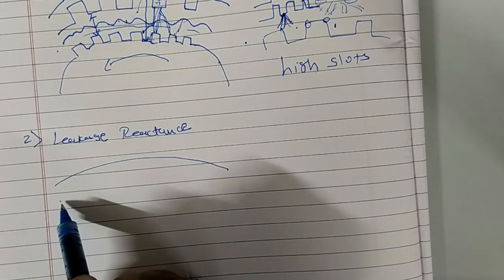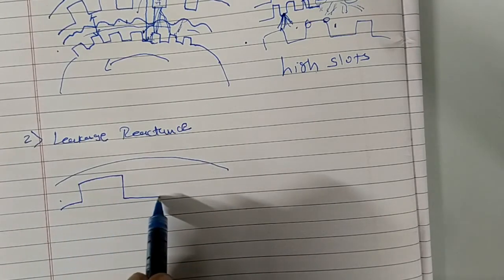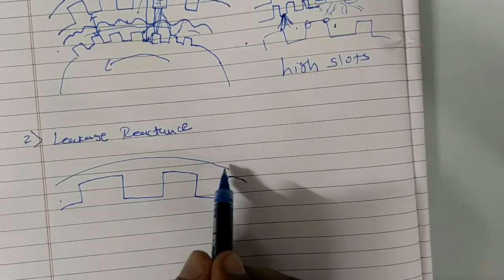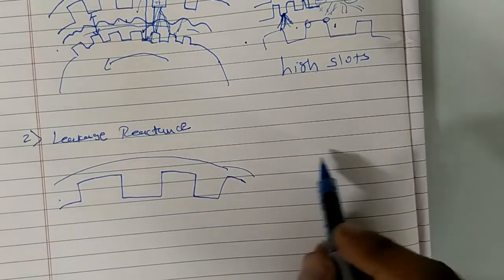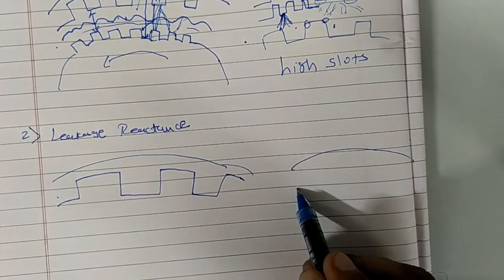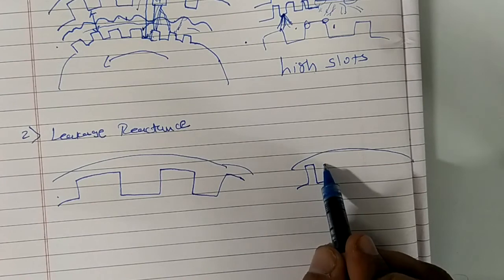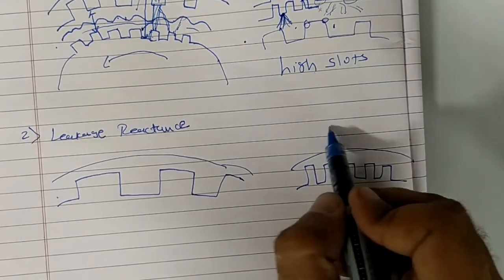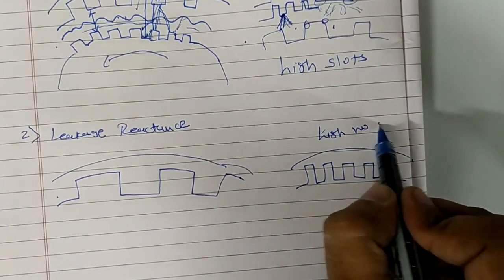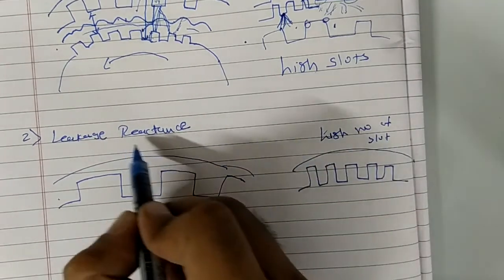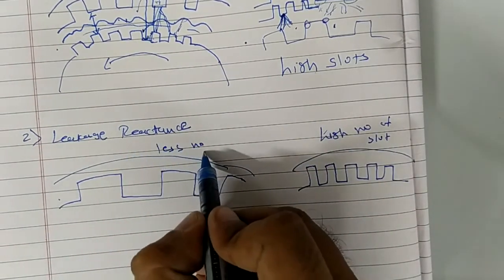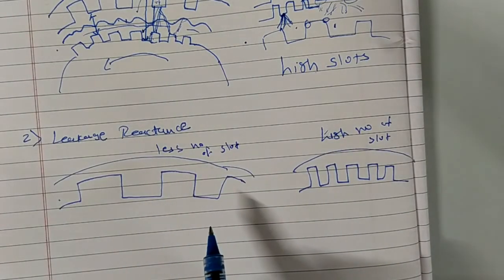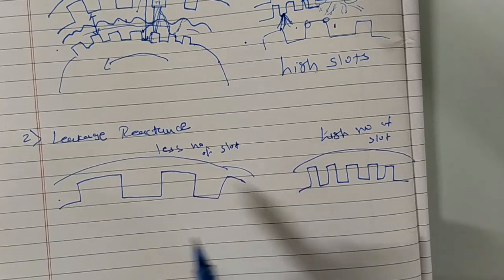Let us say a small number of stator slots means the width is very high, and a high number of stator slots means that the width is low. High number of slots like this, and less number of slots. This thing we are directly relating with the insulation to be provided.